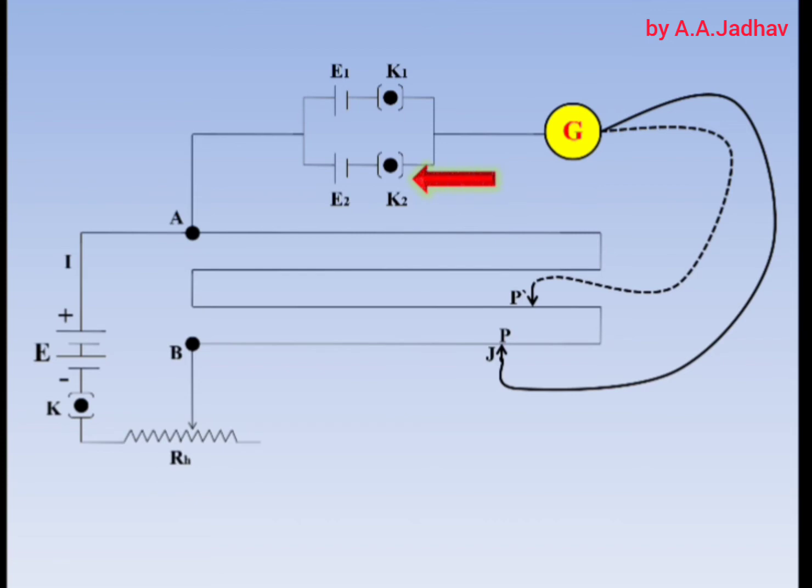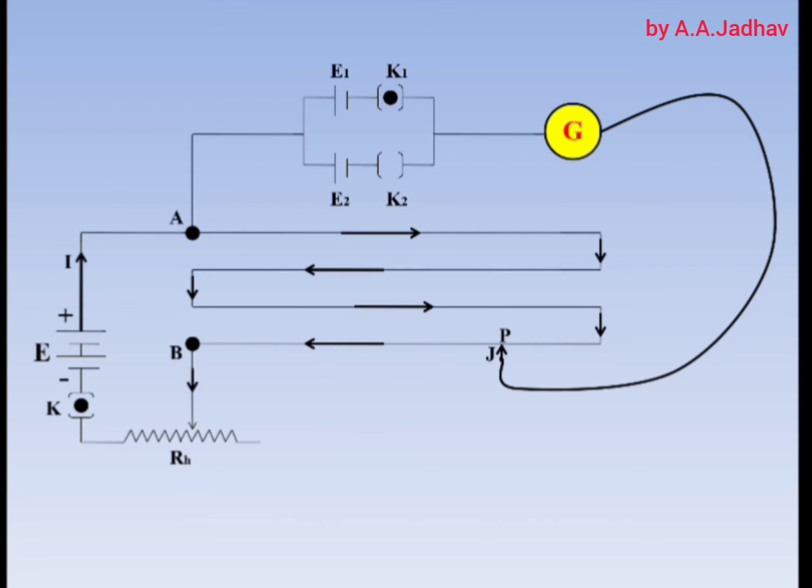Now, key K2 is removed from the circuit and key K1 is closed. By closing the key K, the current I flows through the circuit, which creates a uniform potential gradient along the potentiometer wire AB. Now, the jockey is touched at different points on the potentiometer wire AB, and the null point P is obtained, for which the galvanometer shows null deflection.